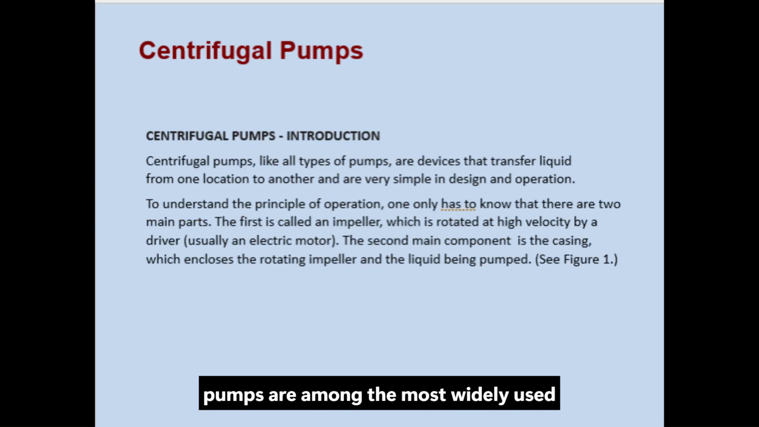Centrifugal pumps are among the most widely used types of pumps in industrial applications, valued for their simplicity in both design and operation. At their core, these pumps consist of two main components. The first is the impeller, a rotating element driven at high velocity, typically by an electric motor. The second is the casing, which encloses both the impeller and the liquid being pumped. Let us examine Figure 1 to visualize this arrangement.